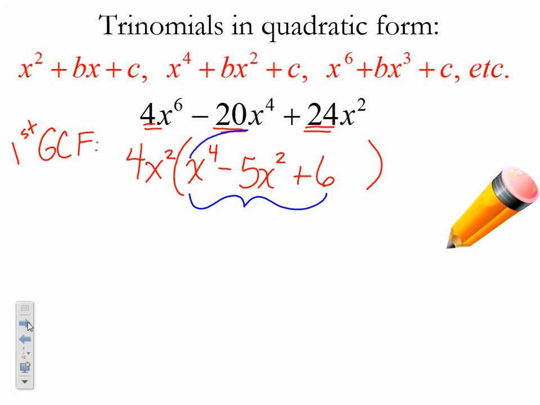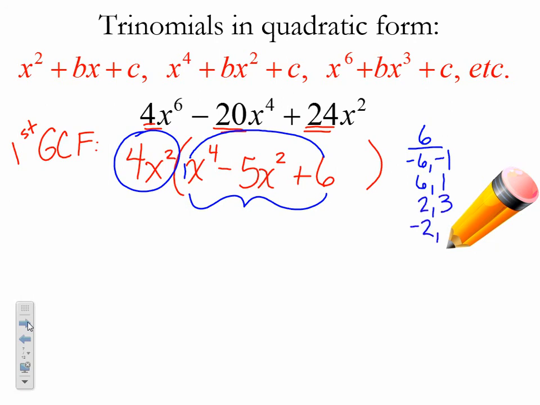Now, the A and the C, don't worry about this guy out here. He's the greatest common factor. The A and the C are 1 and 6. So what multiplies to make 6, if I multiply 1 times 6, and adds to make negative 5? Remember, it could be negative 6, negative 1, or positive 6, positive 1, or 2, 3, or negative 2 and negative 3, since 2 negatives multiply to make a positive. We're looking for the ones that add to make negative 5.